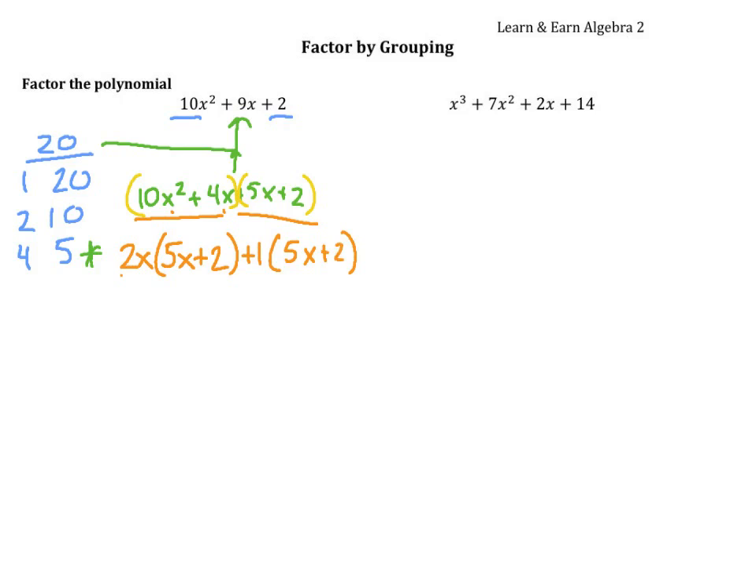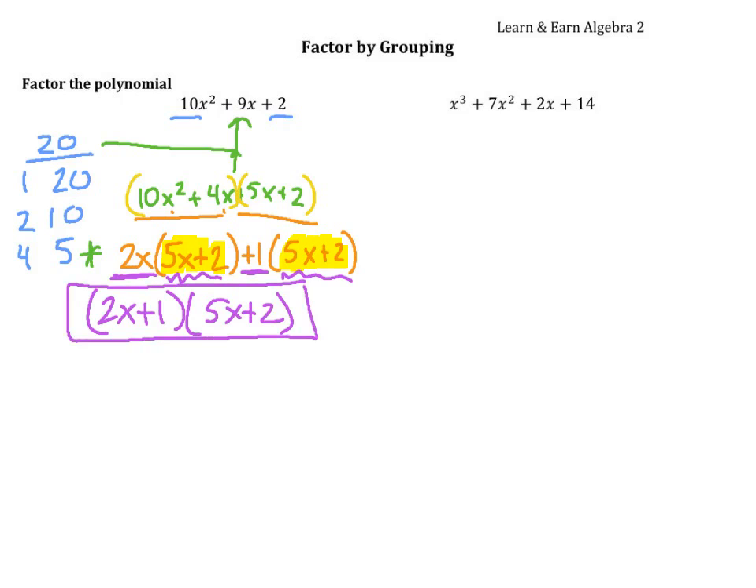Now I want you to notice that the stuff inside the parentheses is the same. For factor by grouping to work, the terms inside the parentheses have to be the same. So the last thing that we're going to do is pull what we pulled out and put that together, and then we're going to bring out a 5x plus 2. This is going to be my answer.